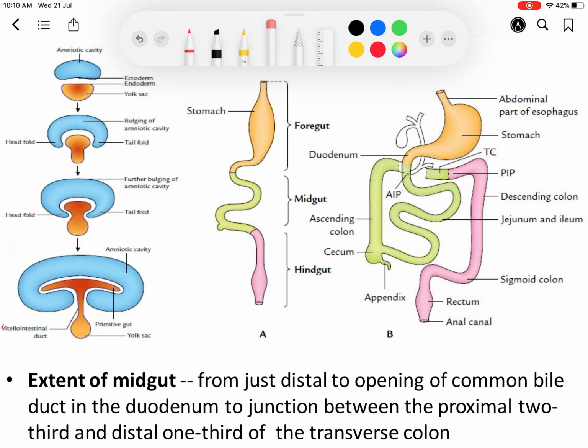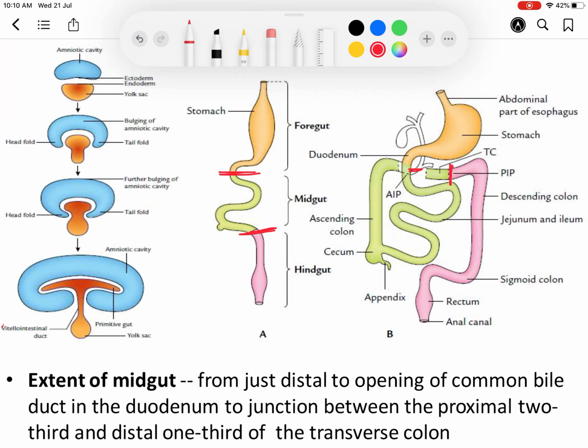So, what is the extent of the midgut? Initially this primitive gut is divided into foregut, midgut, and hindgut. Foregut extends from the cranial part of the gut up to the second part of the duodenum, where the bile duct opens. And from here the midgut starts.